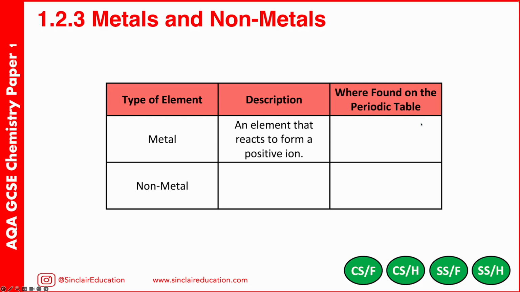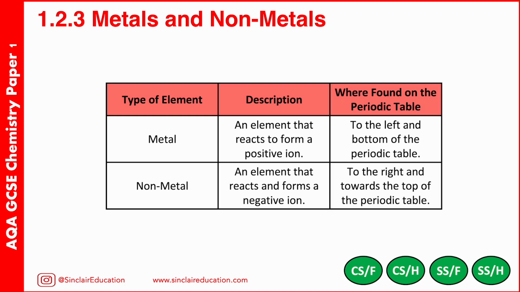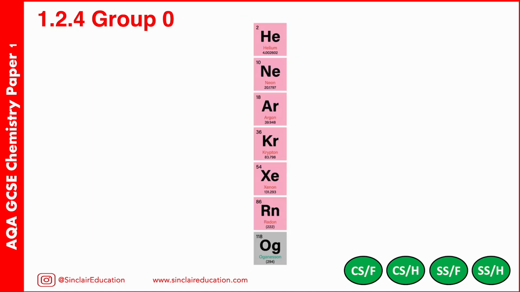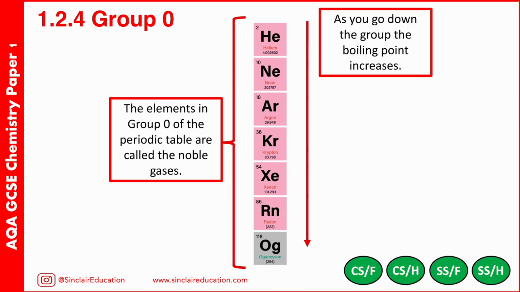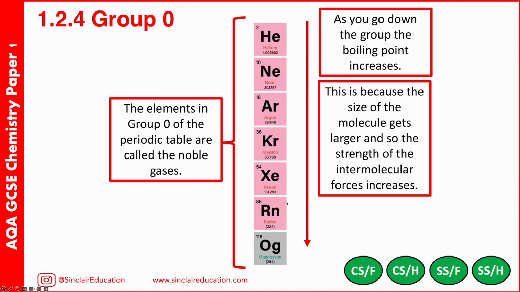Now, metals are elements that will react to form a positive ion, and they're found at the left and towards the bottom, while non-metals will form negative ions and are found on the right and towards the top. The elements in group 0 are known as the noble gases. As you go down, their boiling point increases. That's typically a trend for most elements in the periodic table, and it's because the molecule or the atom here is getting bigger, so forces of attraction are getting larger. And we'll touch on that in structure and bonding.